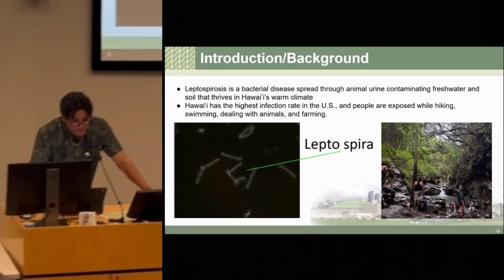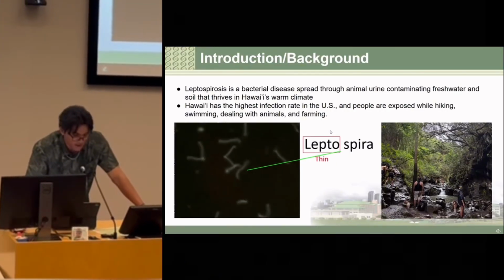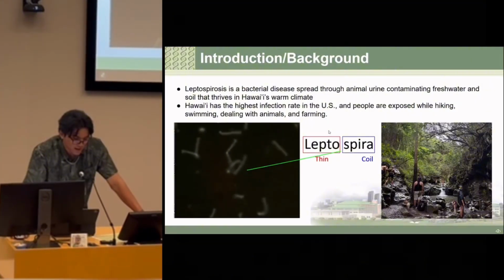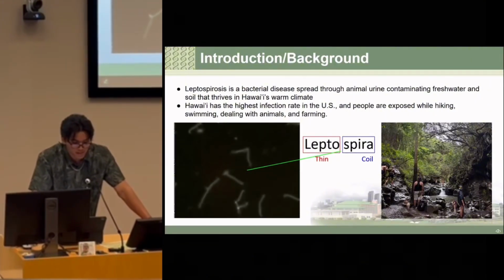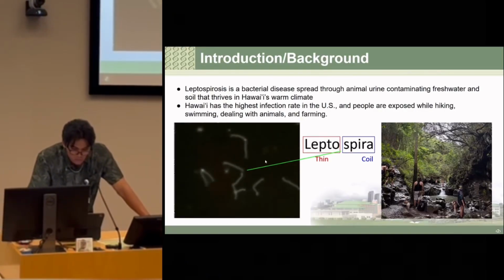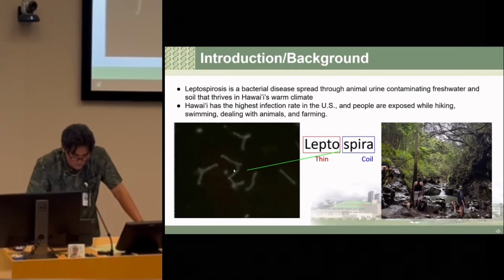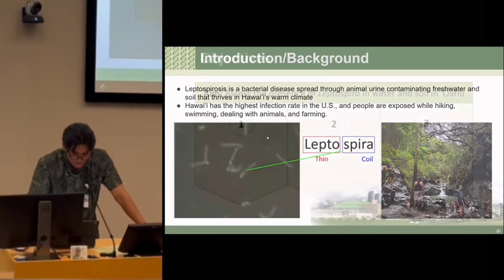I do think its etymology shares enough information about it, where lepto means thin and spira means coils. And these thin coil bacteria spread through animal urine that contaminates the environment. As seen in this video, it can enter exposed individuals by corkscrewing through cuts or mucous membranes if ingested.